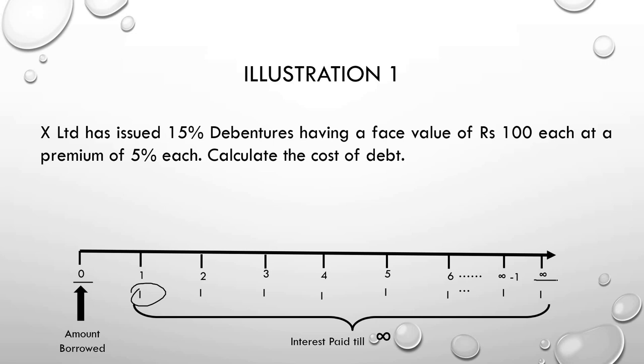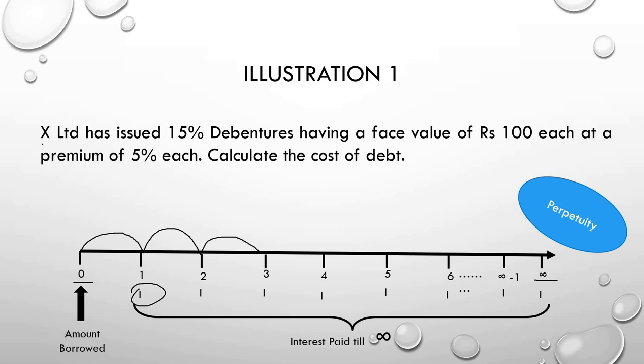Now if you see all these things, this is forming a perpetuity. The feature of perpetuity says that there should be an equal interval of time, and there is an equal interval of time. The amount is borrowed at the current time period, which is 0, and exactly after 1 year the first interest is paid, after 1 year the second interest is paid, and again after exactly 1 year the third interest is paid. We are not aware of till when we are going to pay the interest. So this is forming a perpetuity.